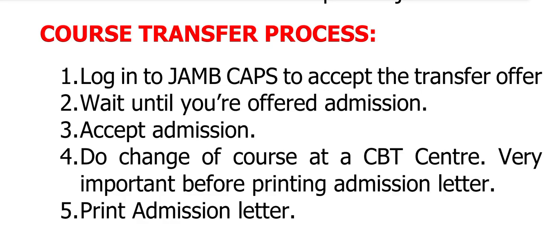That's another process. But the process that is always working is to first accept the transfer offer, wait until the admission status changes to AIP, accept admission when you have had admission, change your course first, then print the admission letter. So that's the process. If you do not hear this very well, you can just scroll back to the beginning of this explanation and listen again. It is very important. And that number 4 is very important, that you change your course first before you print your admission letter. So let's move ahead.